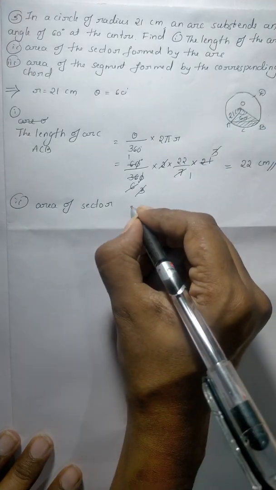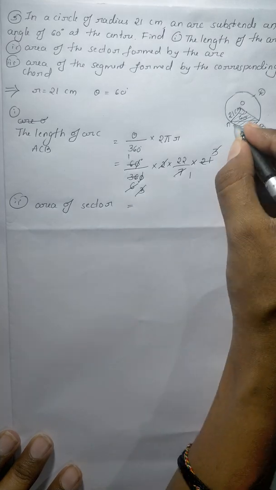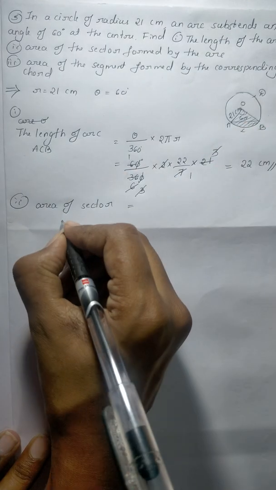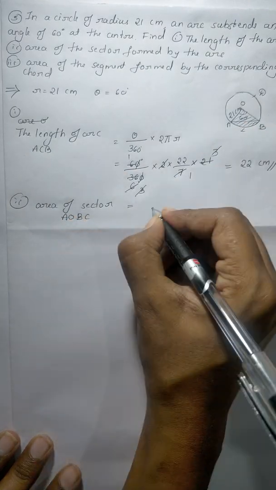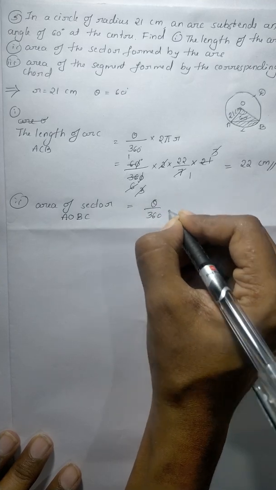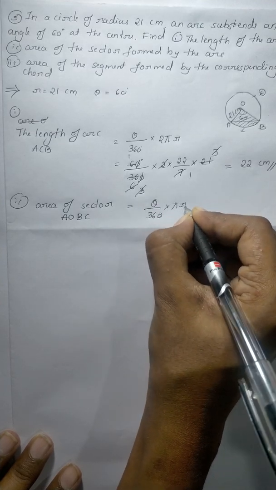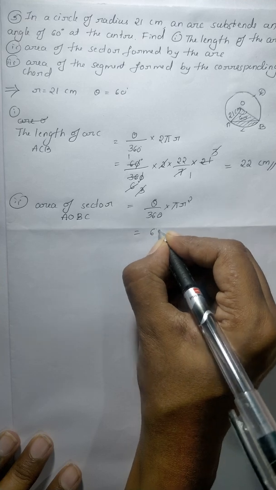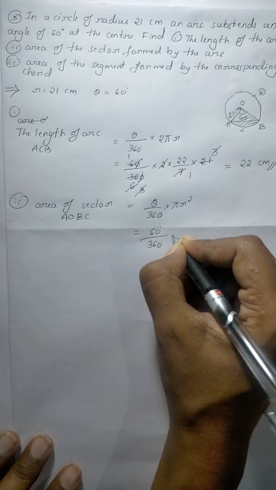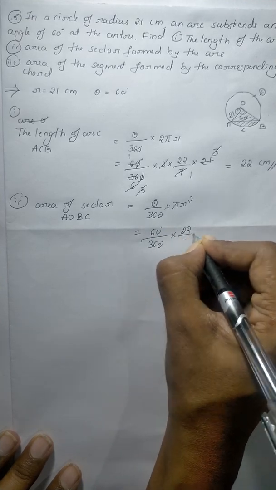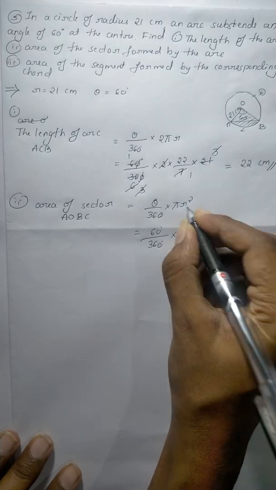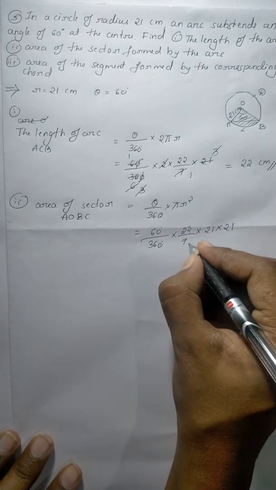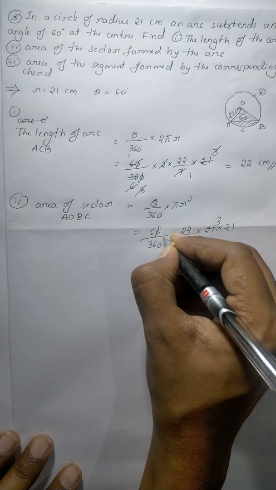So we want the sector formula. The area of the sector AOBC is theta divided by 360 into pi r square. So the theta value is how much? 60 degree divided by 360. Pi is 22 by 7. Radius is 21, so r square is 21 into 21. 7 ones are 7, 7 threes are 21, the 0s get cancelled.